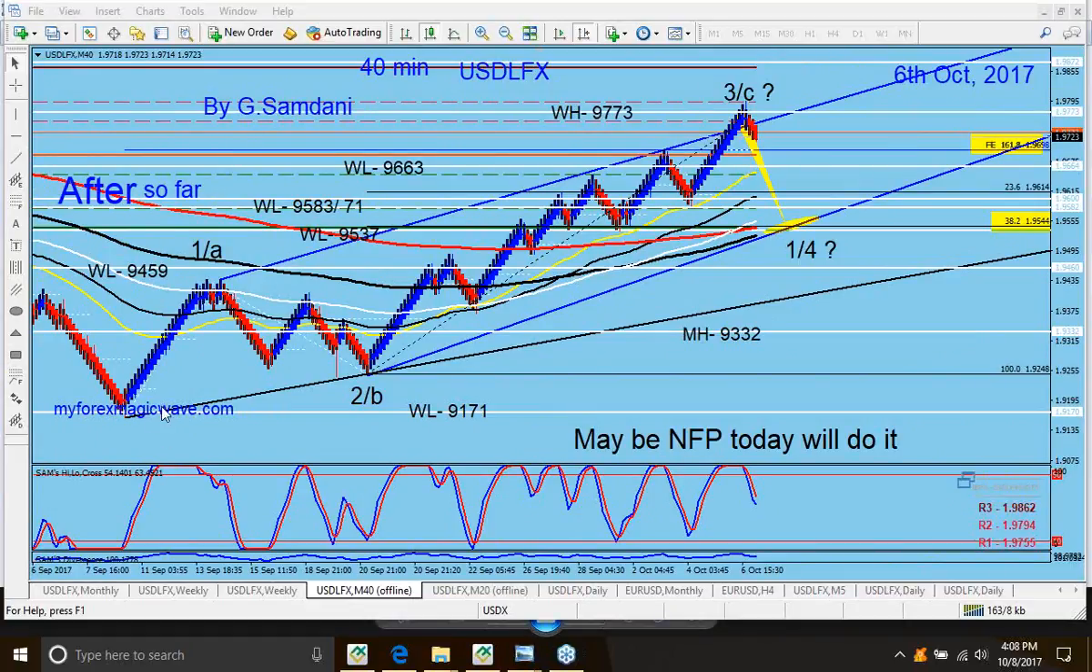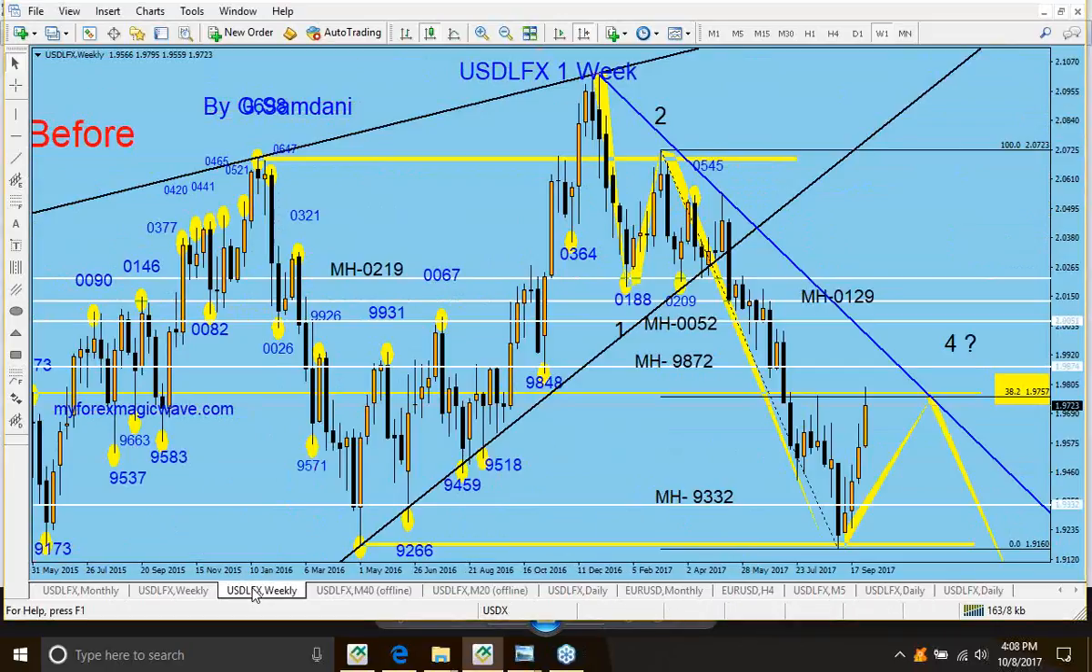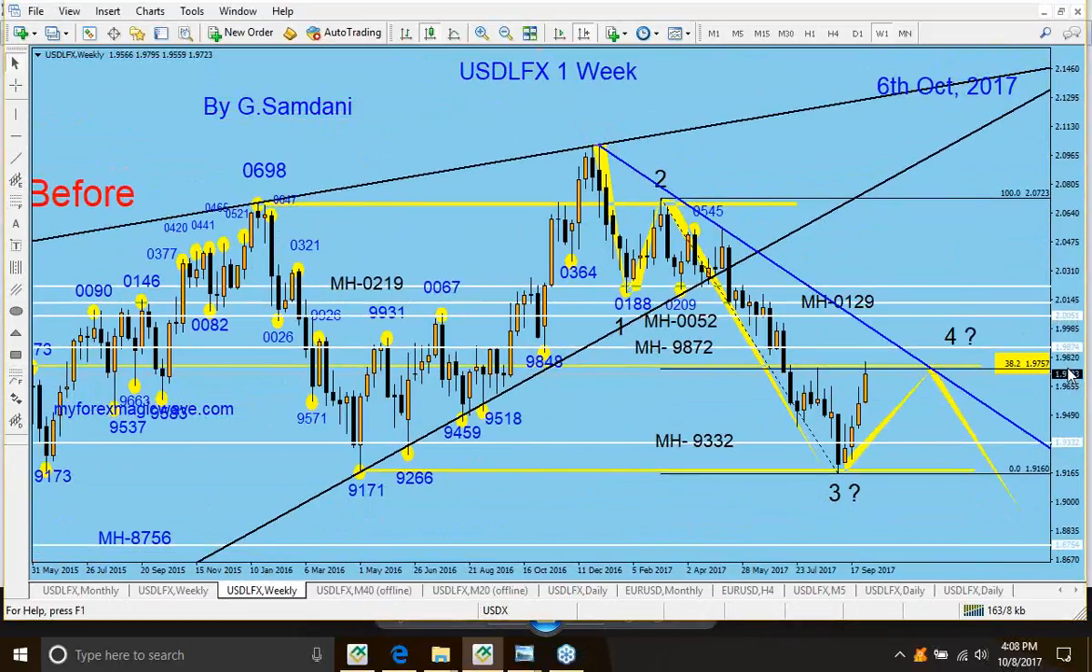So this is what happened here. Oh, all right, I messed up. So this is the USDX. Looking at this weekly again, remember, I have a strong feeling that we're going to put up a very strong triangle here.